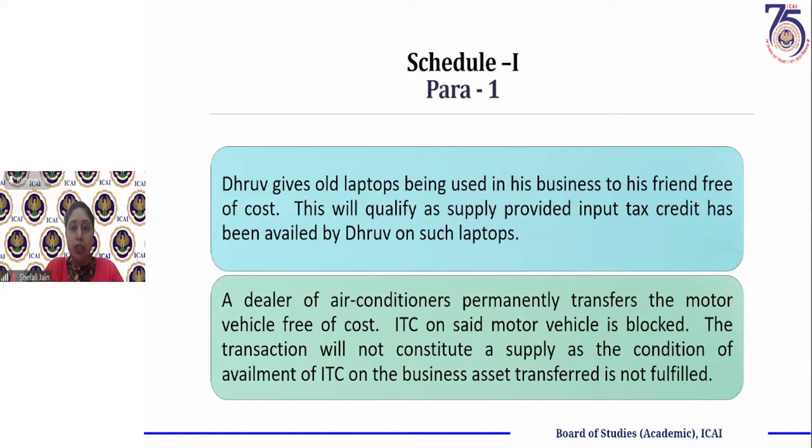In case ITC has not been taken, there can be two cases. Either ITC was not available at all, it was blocked on that particular purchase. Then it will not be considered as supply. The second case is that the registered person has willingly not taken the ITC. Though ITC was available, it did not avail it, either because it did not require it or its documents were not proper. In that case also, if that business asset is transferred free of cost, it will not be considered as supply because ITC was not taken at the time of purchase.